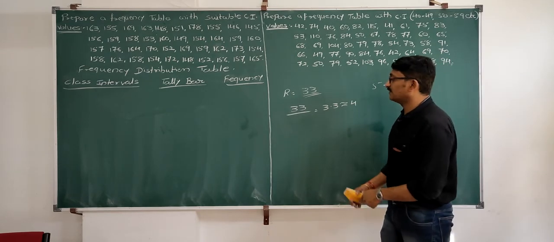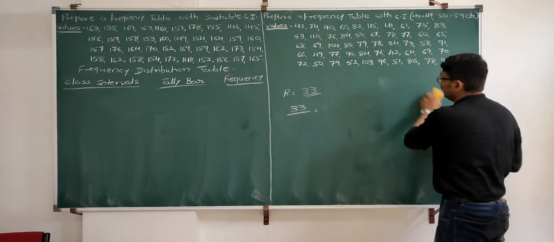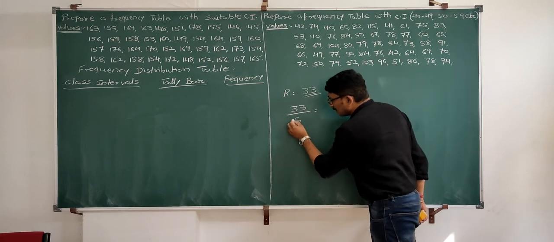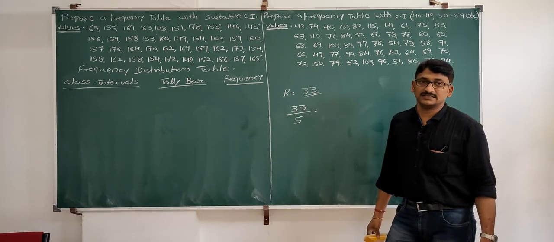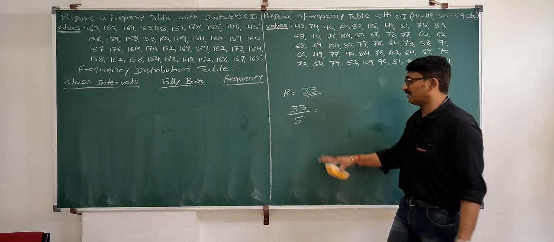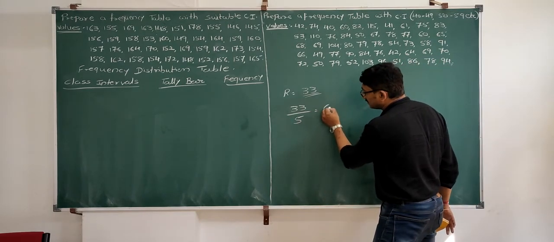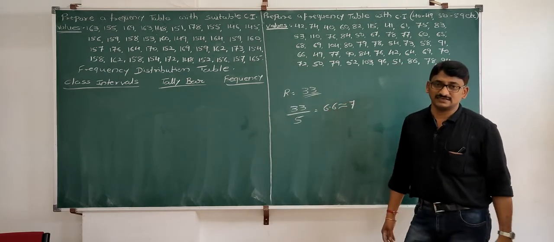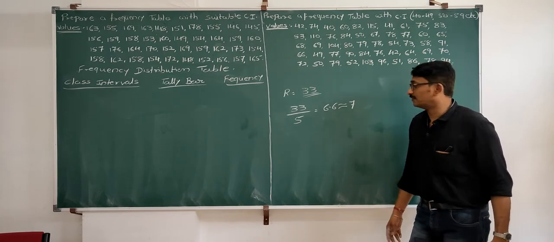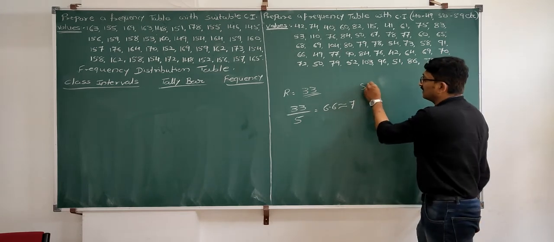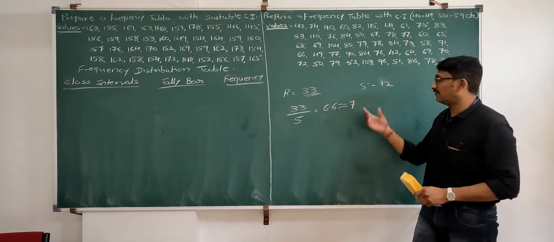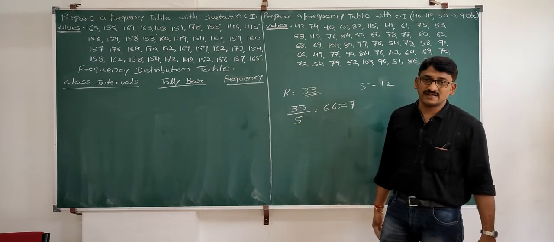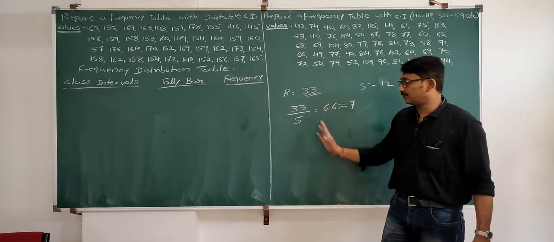So what to do in this case? We have to decrease the difference. Now I will try with a difference of 5 in each class. If I take a difference of 5 in each class, I will get 6.6 classes, so maximum 7 classes. And our limit of class interval is 5 to 12. So 7 comes in between this range. So the appropriate difference in each class is 5.